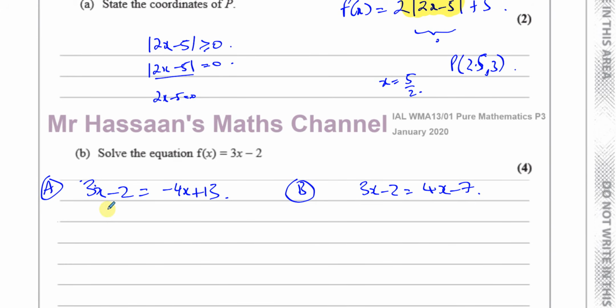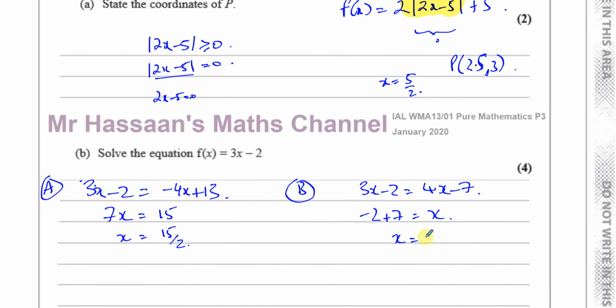So if I solve this, this is going to give me 7x is equal to 15. So x is equal to 15 over 7. So that's the solution from that part. Just asking for the solution means just the x values. And here I'm going to have minus 2 plus 7 equals 4x minus 3x, which is x.